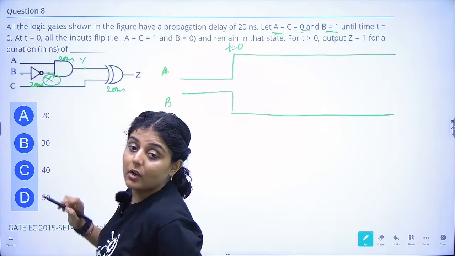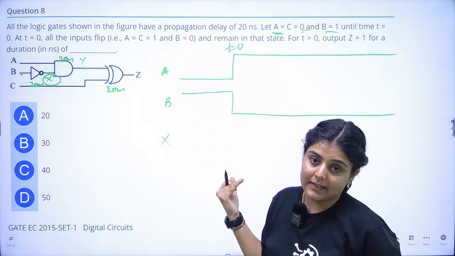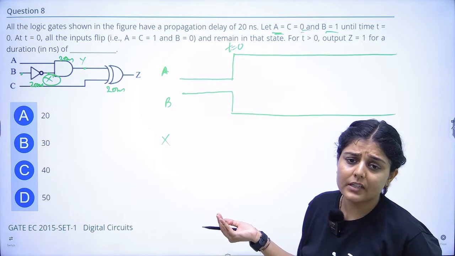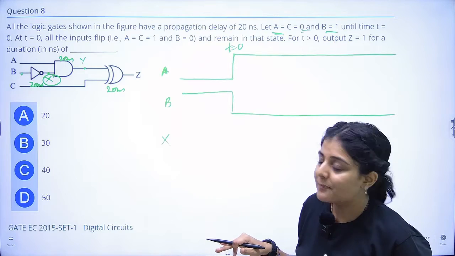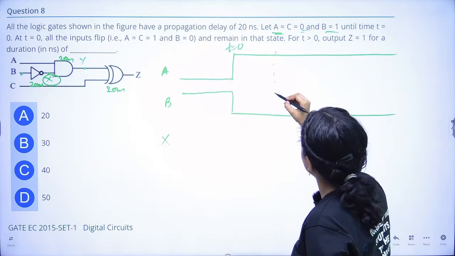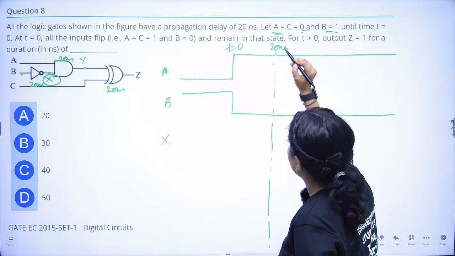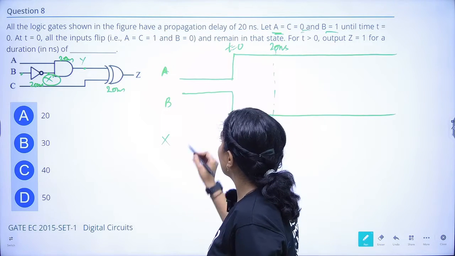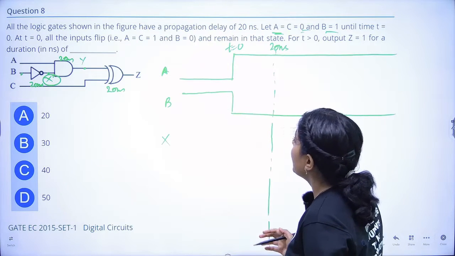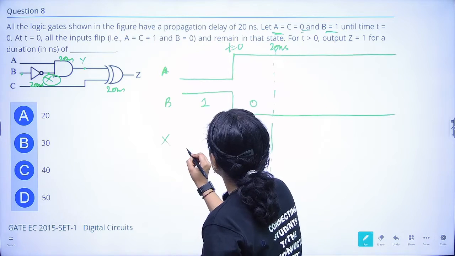So this is also a NOT gate. What is a NOT gate doing? However input B is behaving, it will give the complement of B, but after 20 nanoseconds. So suppose this is 20 nanoseconds, right? B was equal to 1 for this entire time, so the output will be 0.